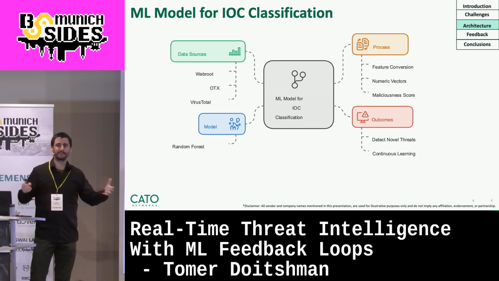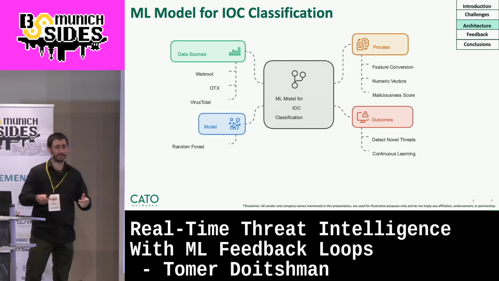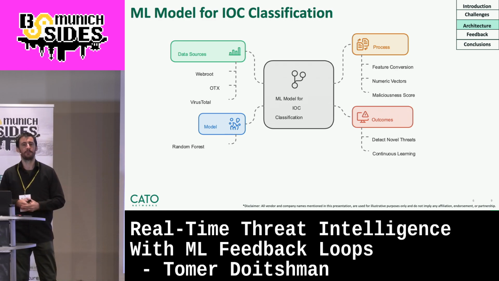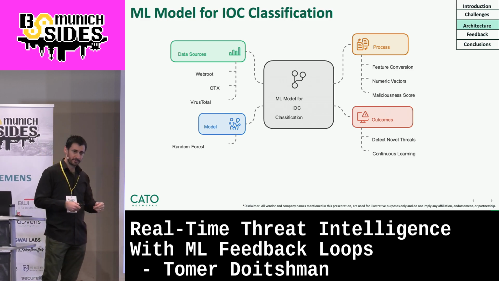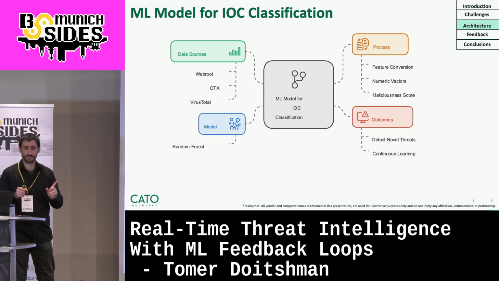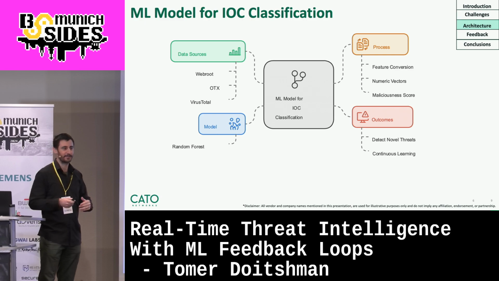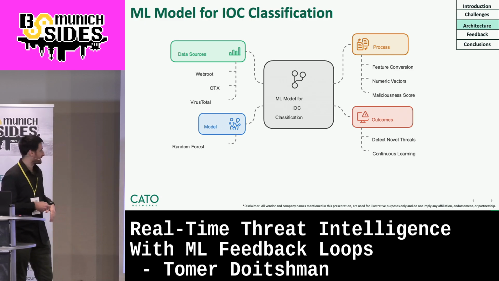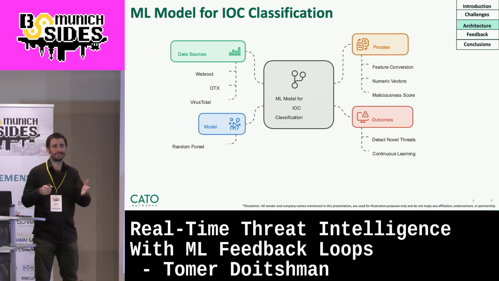We take all of this information together and convert it to a numeric vector. Machine learning most of the time is comfortable working with numeric vectors. After we convert it to a numeric vector, we feed the machine learning model, which in our case, let's say, is a random forest, which we find is the most plug-and-play model for such cases. The model output is just a 0 to 1 verdict about the maliciousness of this IOC.